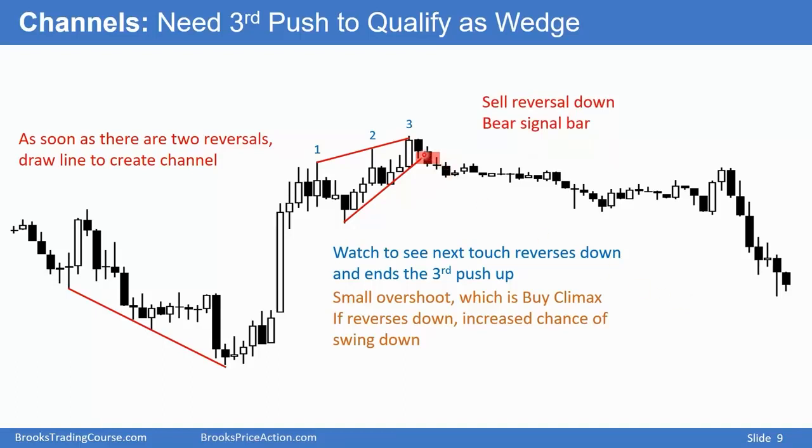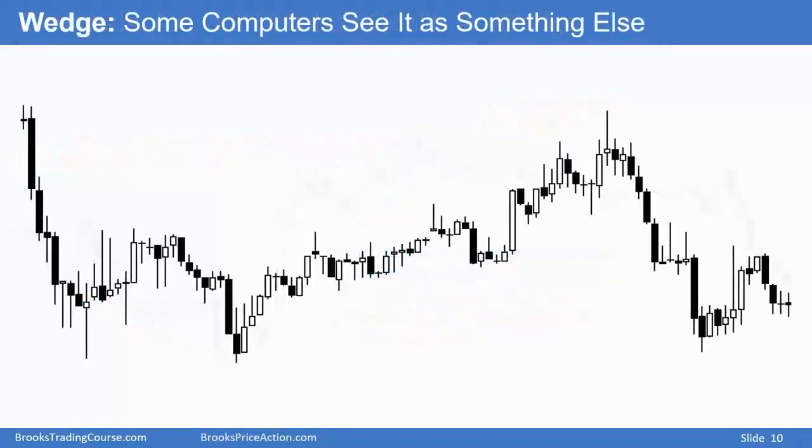Reasonable to short below the wedge, spike pullback channel, expecting a test of the bottom of the channel, but it took a lot of bars to get there. And as I said, I typically get out when the market starts to do that very tight range. Just because I see it as a wedge does not mean that all the computers see it as a wedge.